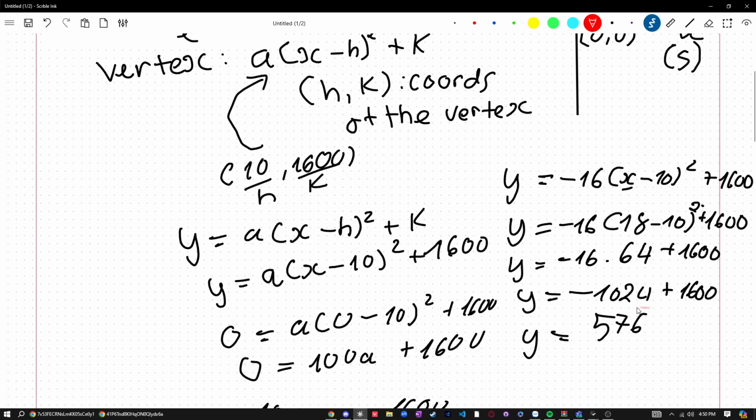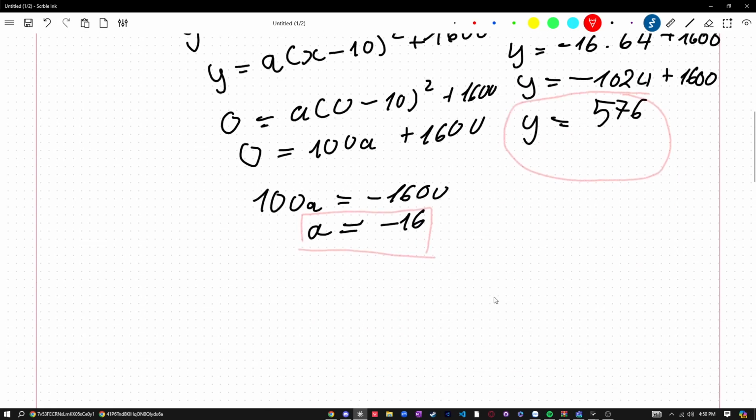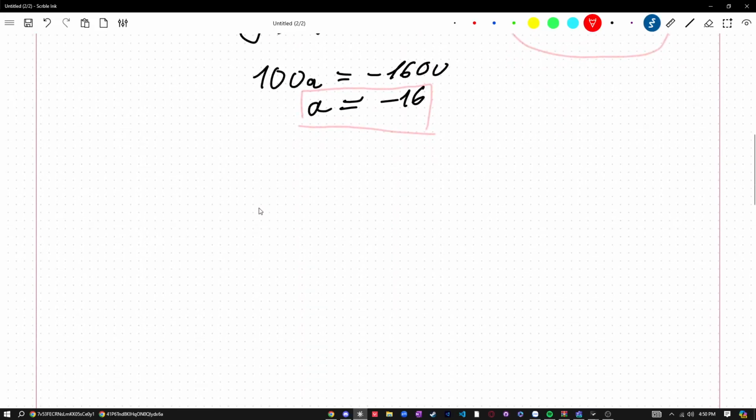So there we go. We solved one of the most common questions on the SAT. So the final answer is y equals 576 feet.